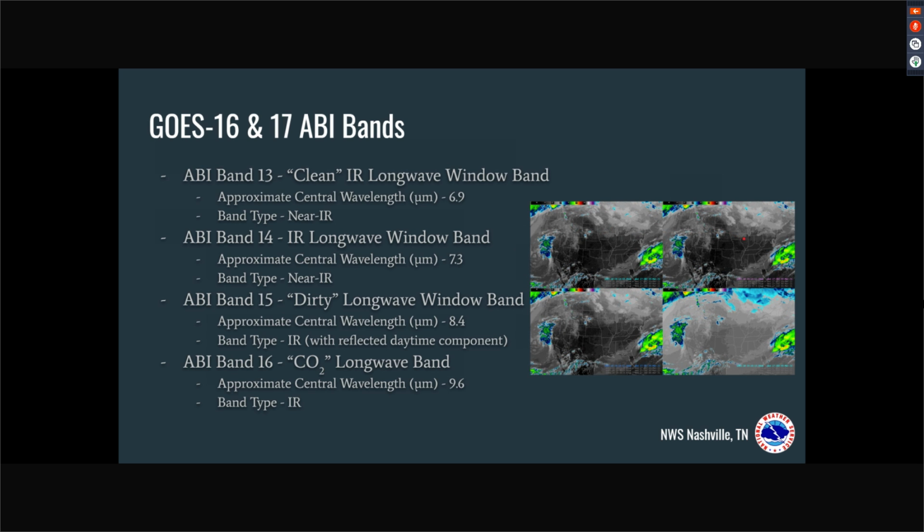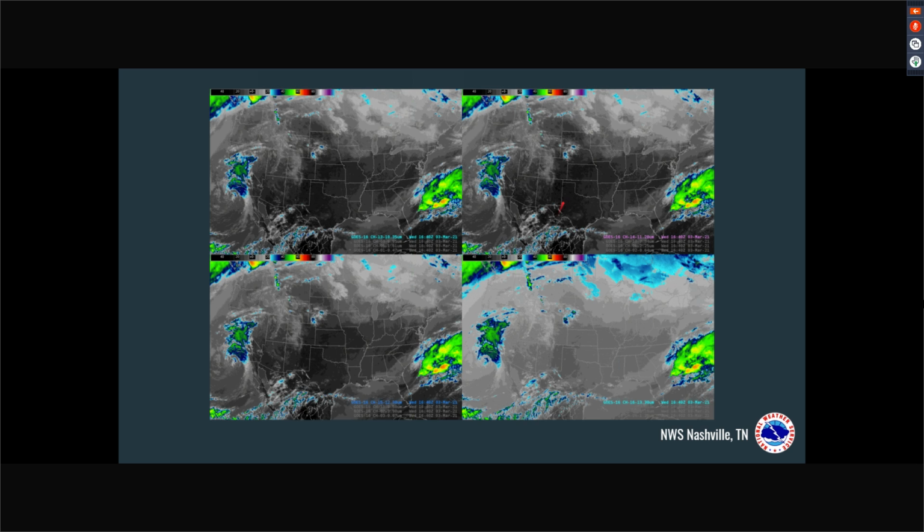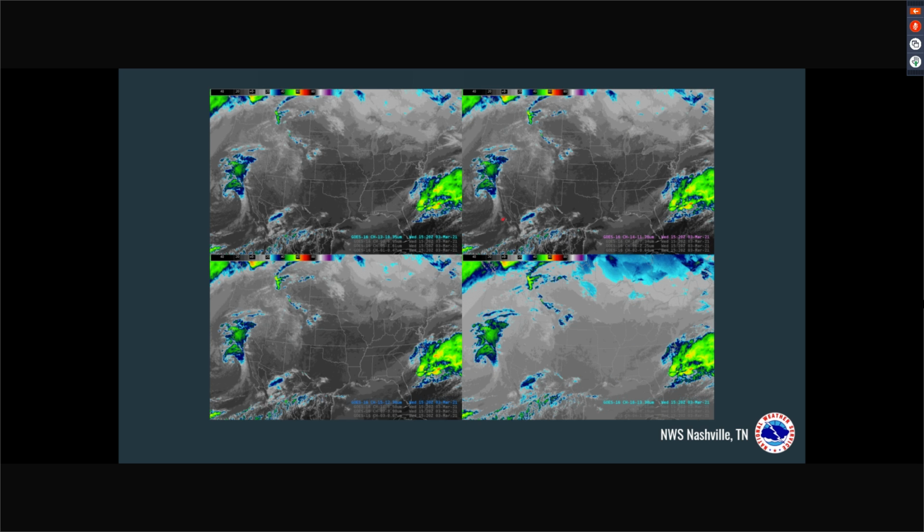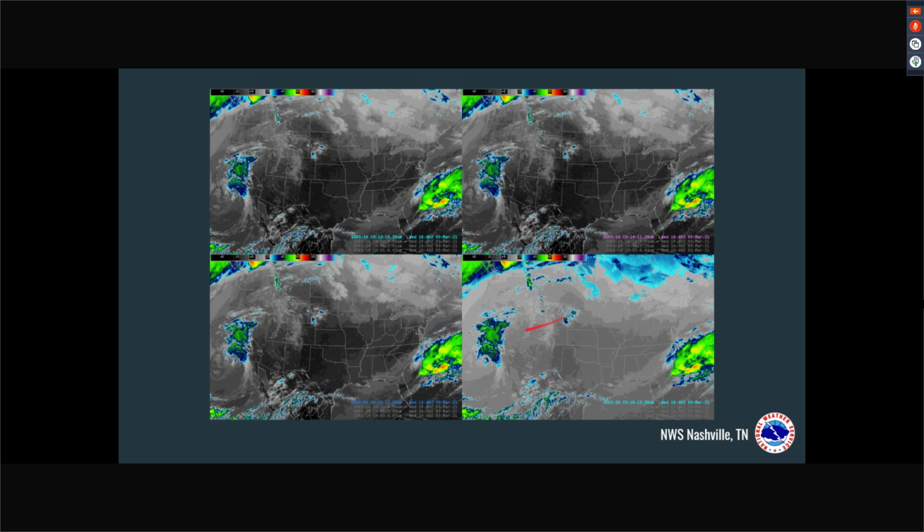So band 14 is another version of our IR window, so this is just further down the electromagnetic spectrum. Again, band 15, same thing, just further down the spectrum. And then band 16 is actually very interesting because it shows us some CO2 levels and how we can infer that. Bands 14, 15, and 16 are utilized in some of our RGB products that I'll cover here in a minute, so I won't go over them individually.